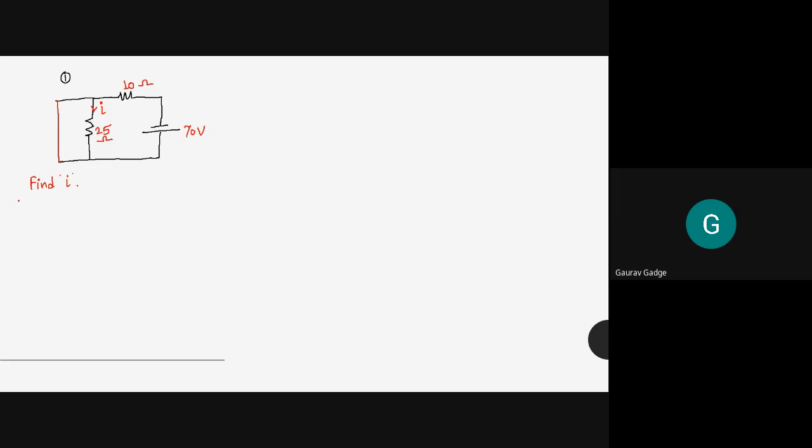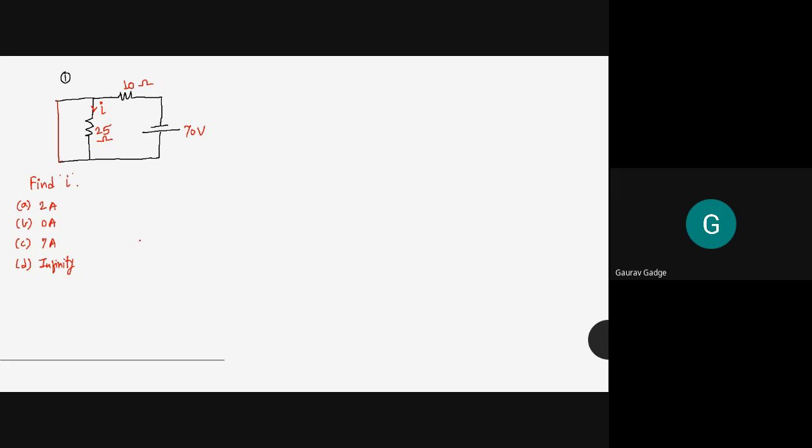Okay, if I give you the options for this: first option, say 2 ampere, second option is say 0 ampere, third option is say 7 ampere, and fourth option is say infinity. Can anyone answer me this?